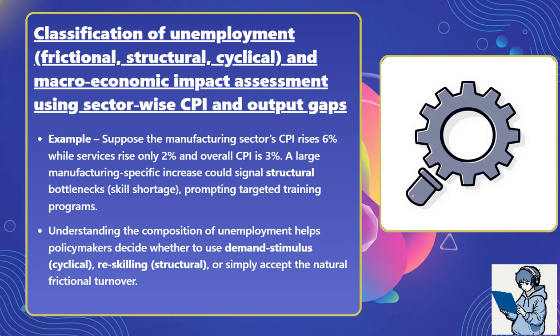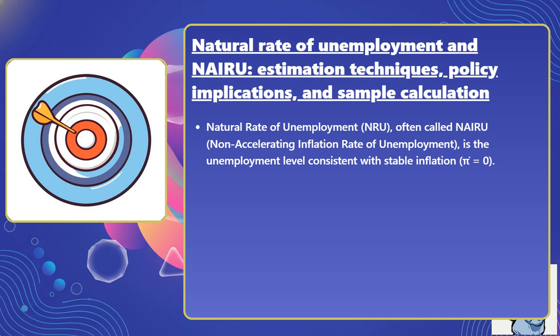Understanding the composition of unemployment helps policymakers decide whether to use demand stimulus (cyclical), raise skilling (structural), or simply accept the natural frictional turnover. The natural rate of unemployment, NRU, often called NAIRU, the non-accelerating inflation rate of unemployment, is the unemployment level consistent with stable inflation, pi dot equals 0. It is not directly observed but estimated.